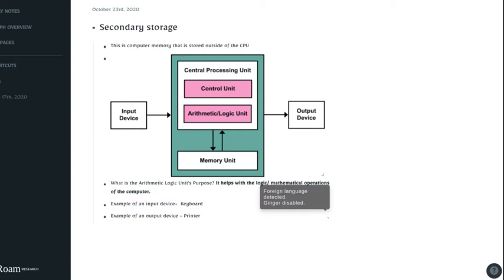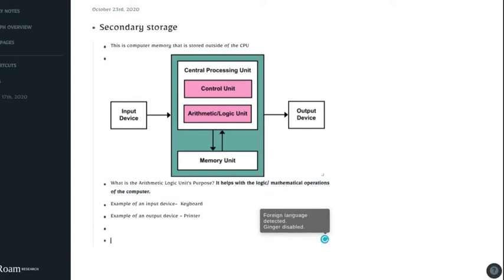But the key thing is that there's a memory unit operating to compute what you're doing. And the secondary storage is saying that that memory that holds what you're doing is not on the CPU itself. Understand? Understand, sir. Okay, good.